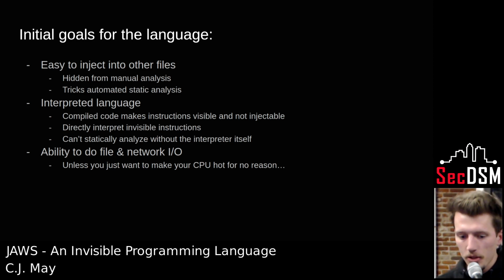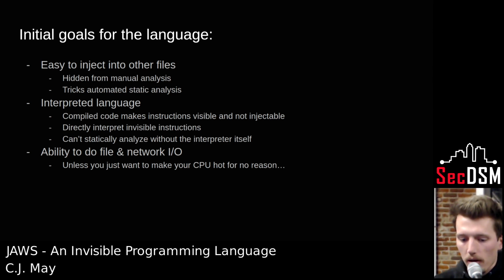So my initial goals for the JAWS project were, first of all, to make it easily injectable into other types of files. My initial thoughts on that were it would be easy to hide it from manual analysis because obviously it's invisible to the human eye. And it would also trick some automated static analysis, because if you've got a static analysis engine that thinks this is an HTML file, it's going to interpret it as an HTML file. It's not going to be looking for anything else.